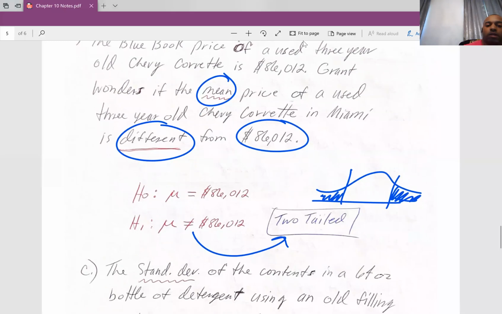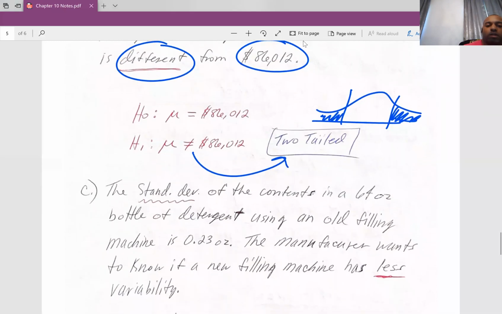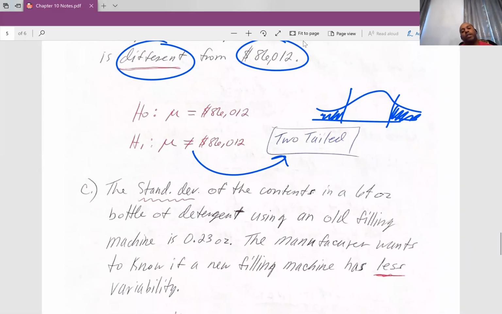All right, last one like this. C, the standard deviation of the contents of a 64-ounce bottle of detergent using an old filling machine is 0.23 ounces. The manufacturer wants to know if a new filling machine has less variability.